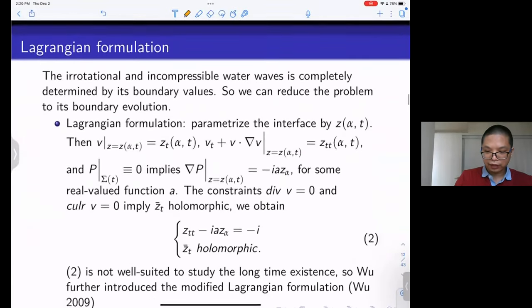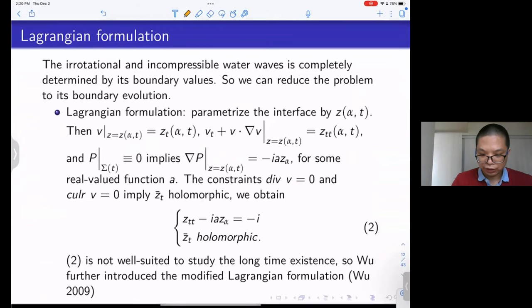Now to understand the interface, we use the Lagrangian formulation. So we parametrize the interface by some function z(alpha, t), and the velocity restricted to the interface is given by z_t. Then the acceleration, this whole material derivative, is given by z_tt.